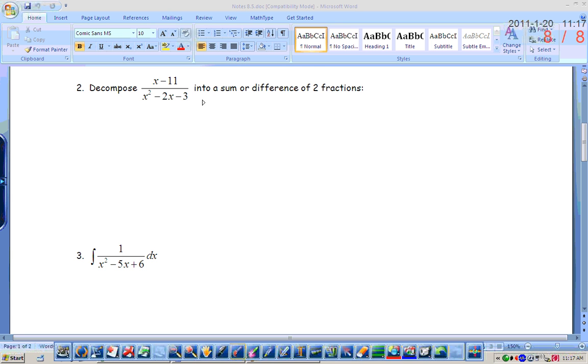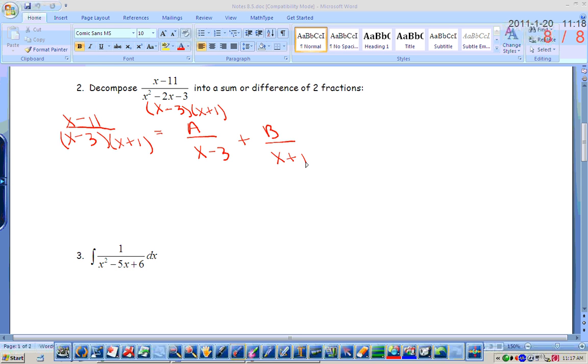Okay, so the first step is always to factor the bottom. x minus 3, x plus 1. Okay, so the x minus 11 over x minus 3 times x plus 1 will equal something over the first factor plus something else over the second factor.